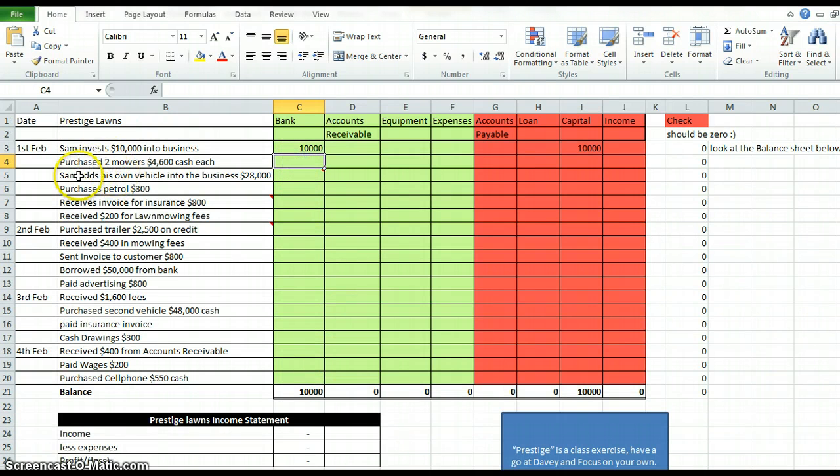Next thing that happened on the 1st was Sam purchased 2 mowers, 4,600 cash each. So that's going to come out of the bank. So into the bank we're going to type equals minus, because the money's coming out of the bank, 4,600 times 2. That will be 4,600 times 2, or 9,200 coming out of the bank. And the mowers go into equipment. So where did the money come out of? Bank into equipment. So we'll put 9,200 into equipment and see that balances again.